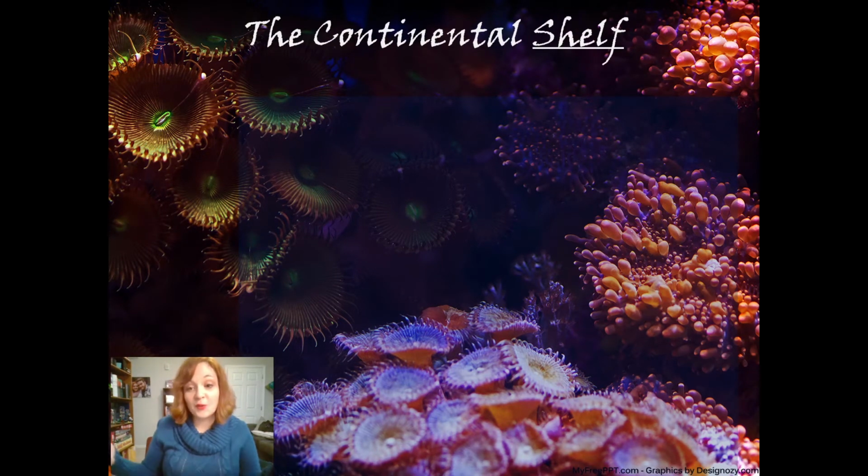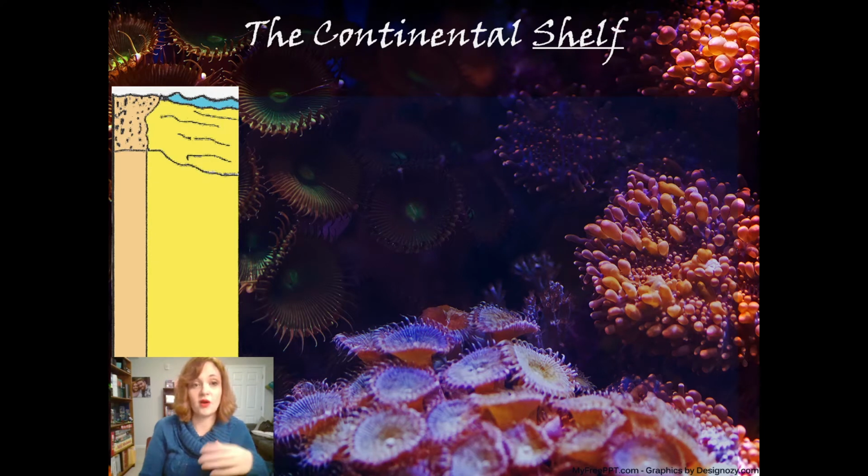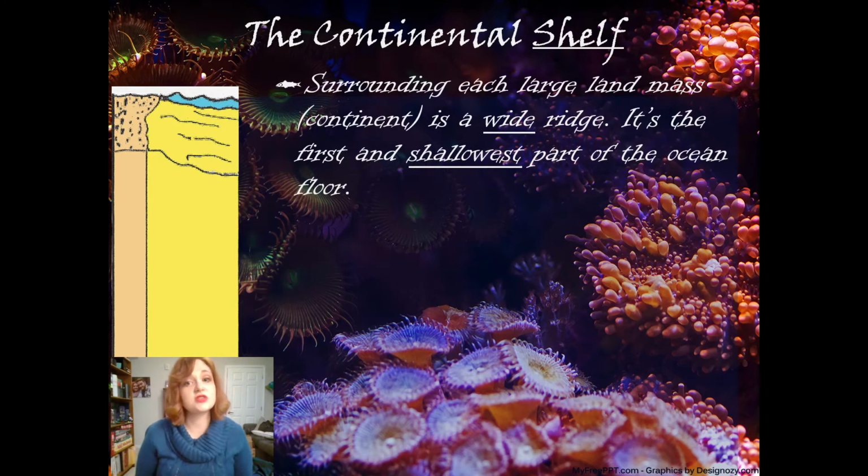All right, so our first part of our ocean floor is called the continental shelf. Here is the drawing on our note sheet. I use yellow to identify this section. Notice that the beach part is sand colored, right? So that's the beach, and you see the water starting. So the yellow section is our continental shelf. Our continental shelf surrounds all the land masses, like all of our continents, hence the name, continental. And it's this really wide ridge, and it's the shallowest part of our ocean floor.